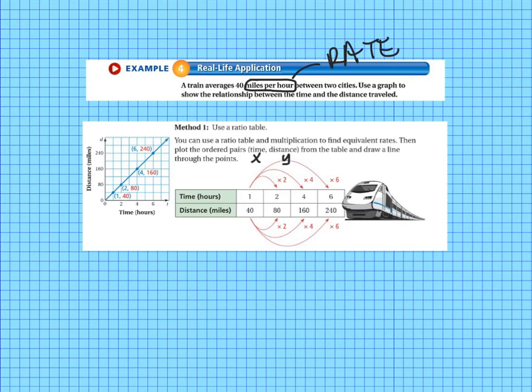So let's look at it. If the train is going 40 miles per hour and it travels for 1 hour, then it goes 40 miles. If it travels for 2 hours, it goes 80 miles, and so on. So we've just put in some times here, and then we can go ahead and plot those points: 1, 40, 2, 80, 4, 160, and 6, 240, and then we draw a line right through those.